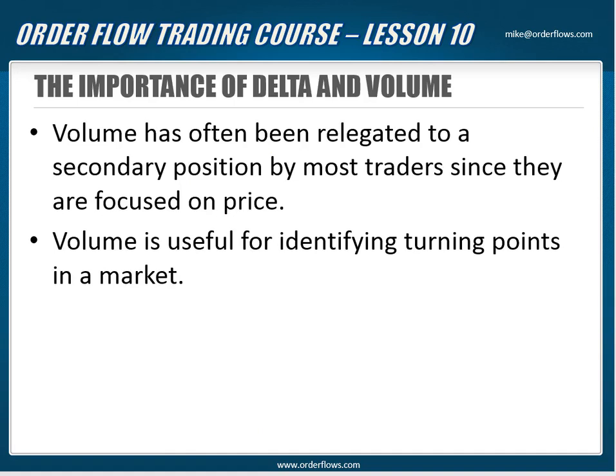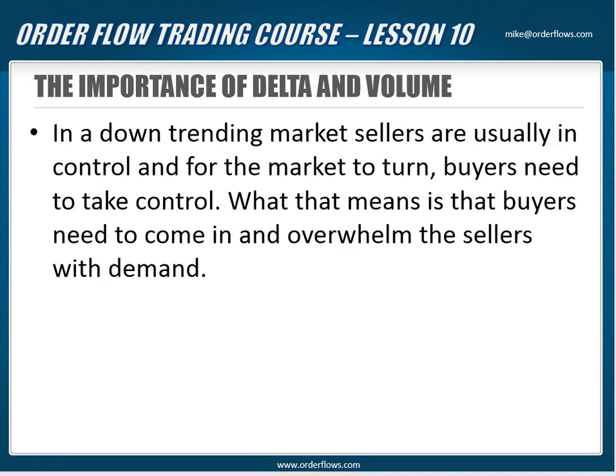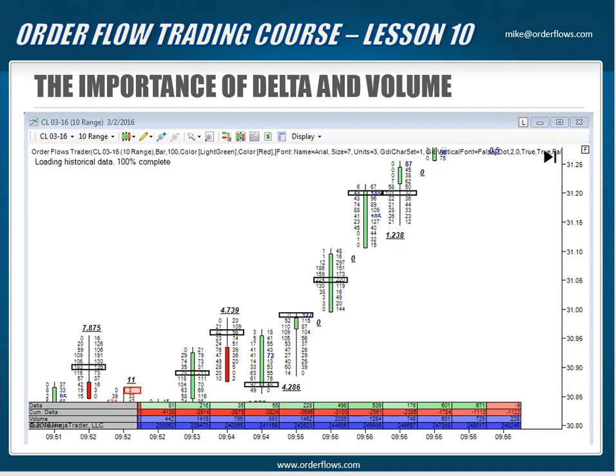So volume has often been relegated to a secondary position by most traders since they are focused on price. Most indicators are designed around price. They don't necessarily take into account volume. Volume is useful for identifying turning points in the market. So in a downtrending market, sellers are usually in control, and for the market to turn, buyers need to take control. What that means is that buyers need to come in and overwhelm the sellers with demand. There has to be more demand than supply. That's the basic rules of economics.